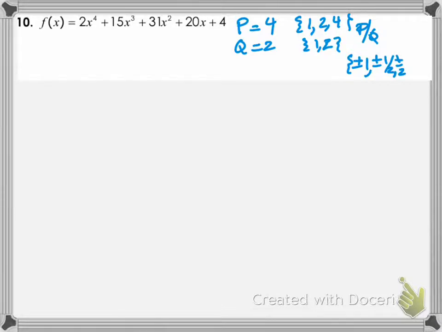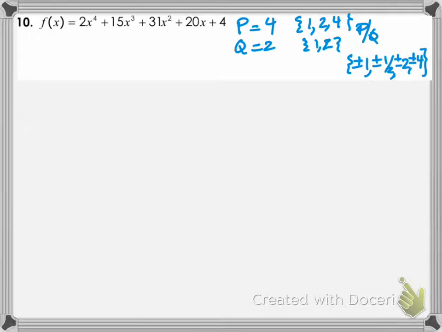Wow, you can't read that writing. So it was plus or minus 2, and then 4 over 1, so plus or minus 4, and 4 over 2 is 2. So those are the only ones: plus or minus 1, plus or minus 1/2, plus or minus 2, and plus or minus 4.